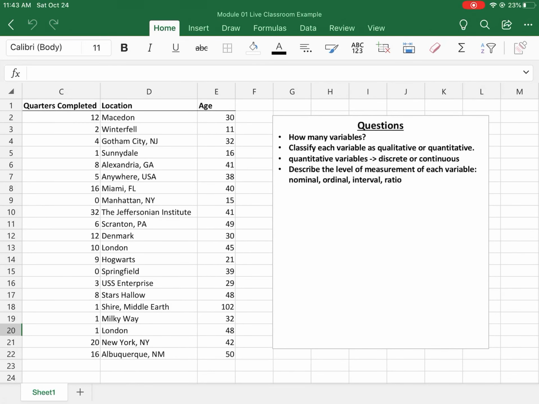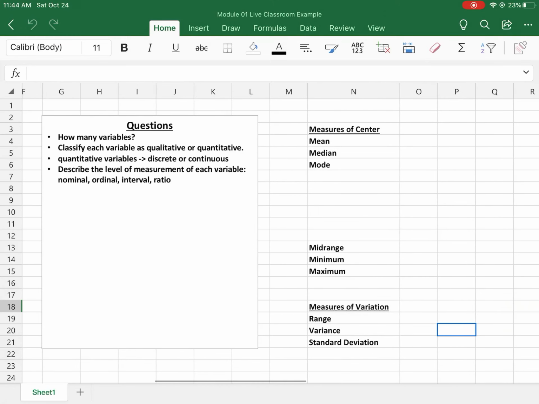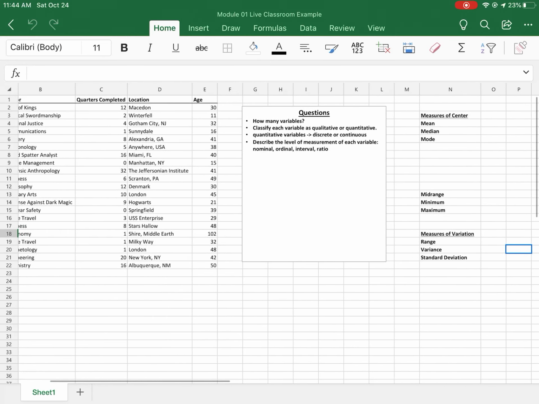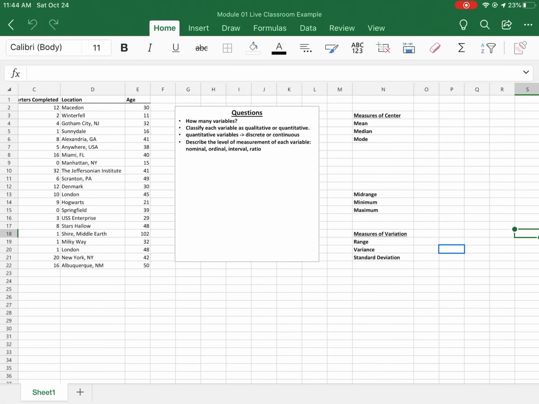So for Part 1, we answered these questions. Part 2, I'm going to go ahead and answer these. So I want to find my measures of center, mid-range, min, and max. And then I want to go ahead and find my measures of variance, so the range, variance, and standard deviation. And I'm just going to do these for, let's say, age.